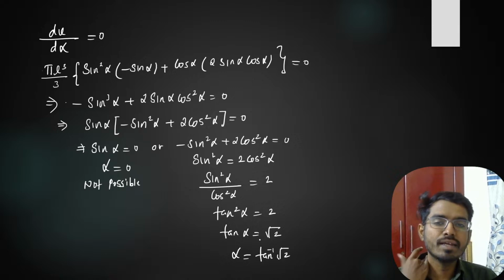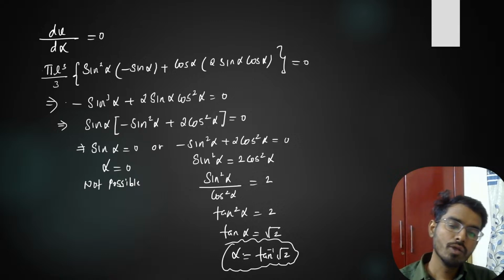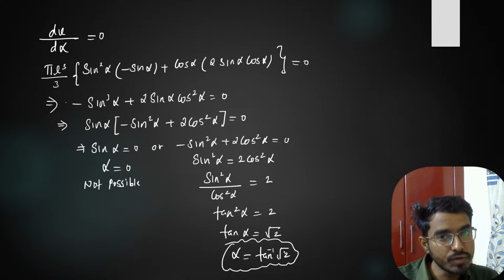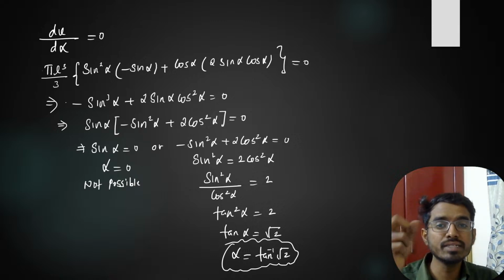You will not have negative, right? Again, you will not have negative. So that means alpha equal to tan inverse of root 2 is our critical point. We haven't shown that at this critical point our f double dash is less than 0. Then only this value will be the maximum value, right?